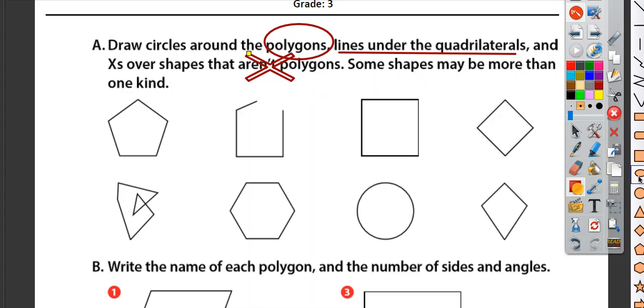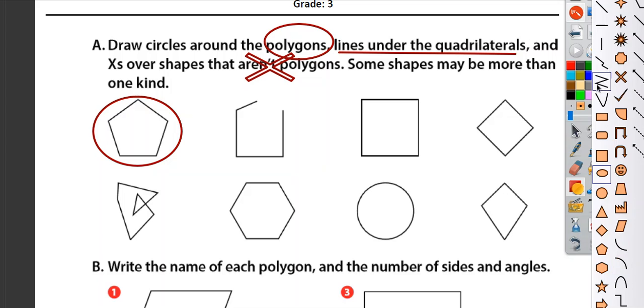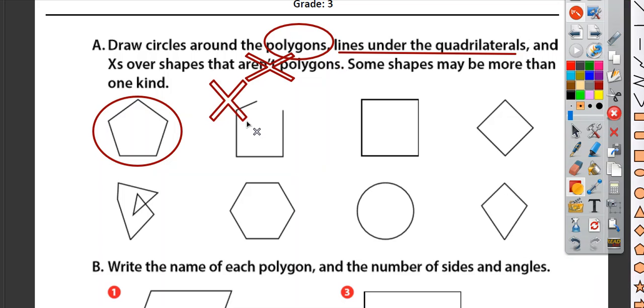Well, this is interesting. Is this a polygon? Yes, it is. Circle. Is it a quadrilateral? No. Okay. Is this a polygon? No, it is not. So immediately cross it with an X.